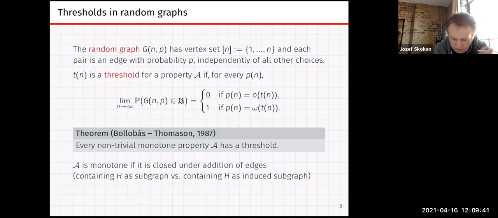It's not clear that such a threshold should exist. Actually, Bollobás and Thomason proved in 1987 that if you take any non-trivial monotone property, then such a threshold exists. Here, monotone means that the property is closed under addition of edges. If you take the property that your graph G contains H as a subgraph, then this is a monotone property, because if a graph contains H, then every supergraph contains H as well. On the other hand, if you look at the property of containing H as an induced subgraph, then by adding edges you can destroy this property quite easily. All right, so now we know what the threshold is.